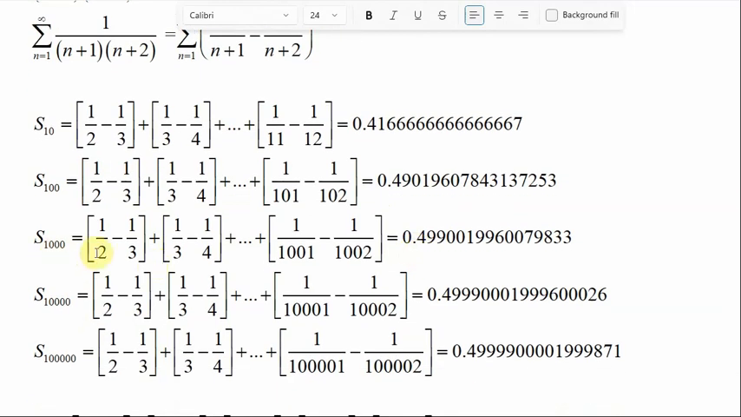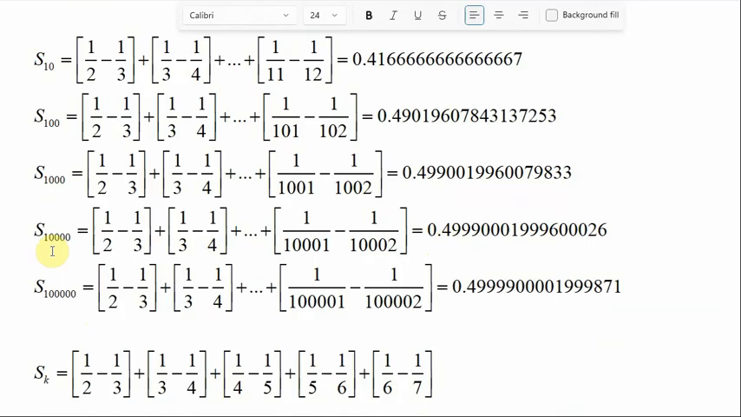This is the sum of the first 1,000 terms, which is 0.499. This is the sum of the first 10,000 terms. It is 0.4999. And then this is the sum of the first 100,000 terms, which is about 0.49999. And so once again, these are called partial sums. And so we can see that the sequence of partial sums is approaching 1/2, as n approaches infinity.